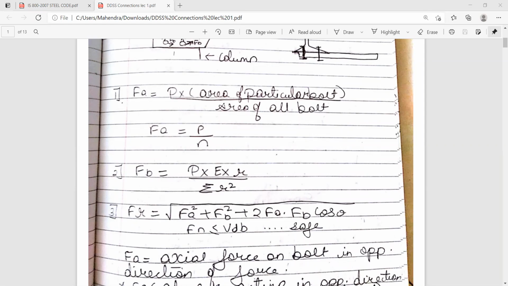FA will be equal to P into area of the particular bolt upon the area of all the bolts. The next formula to calculate FA is P by N. FB will be equal to P into E into R upon summation R square. And FR will be equal to the square root of FA square plus FB square plus 2 into FA into FB cos theta. And FR will be less than or equal to VdB. If you have any queries or doubts, you can ask.